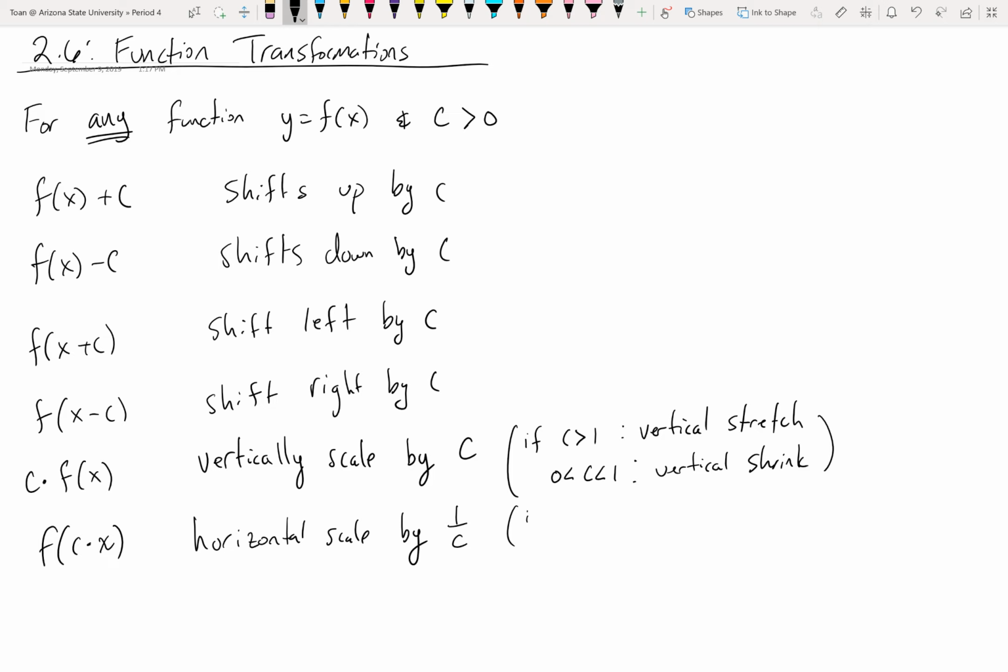But what are some fancy words that other people might use? If you multiply the x by something bigger than 1, we sometimes call it a horizontal compression, because anything happening to the x is a horizontal change. It's as if you're playing an accordion, you're compressing it inwards. If that C value is less than 1 but still positive, we call it a horizontal stretch.